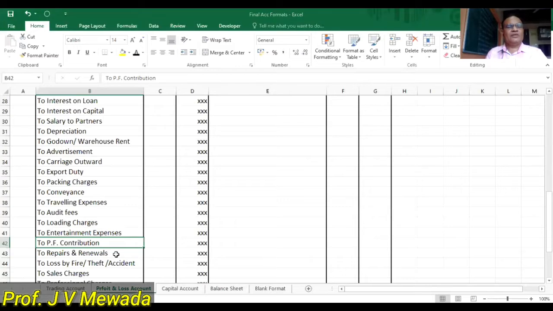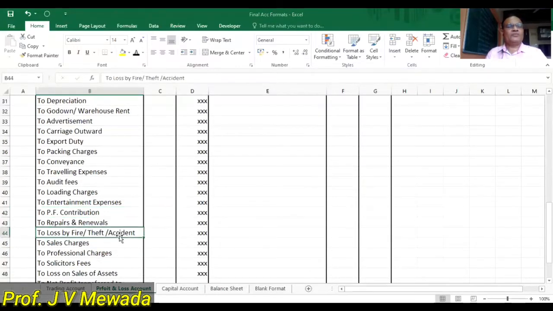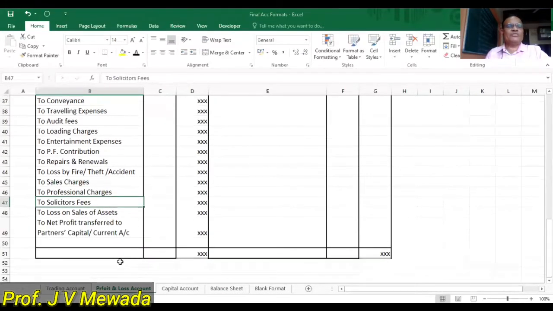Then next is loss by fire, loss by theft, loss by accident. This is on account of the adjustment. This is one of the effects of the adjustment. Sales charges, then professional charges that we are paying for getting some professional services. Solicitors fees that we are paying to the solicitor for some legal advice.